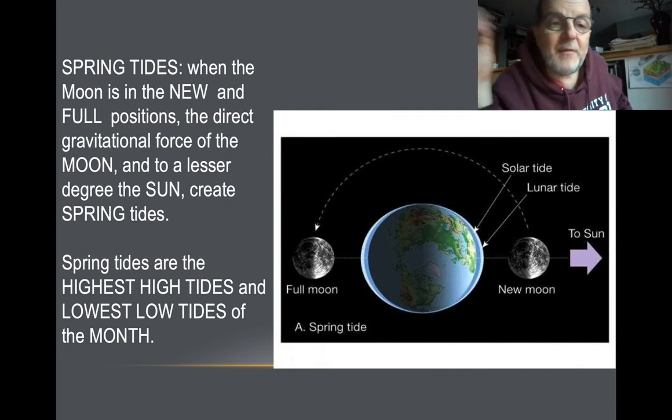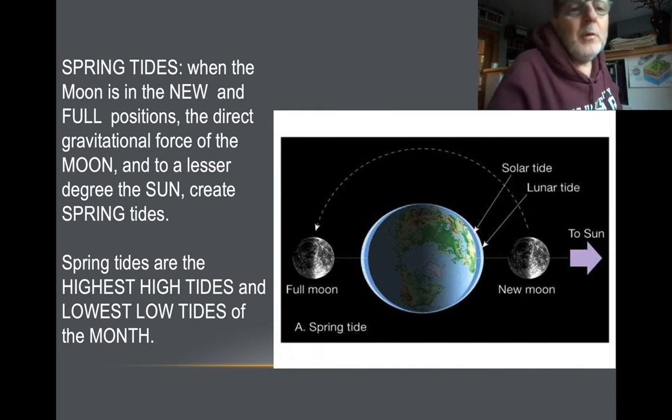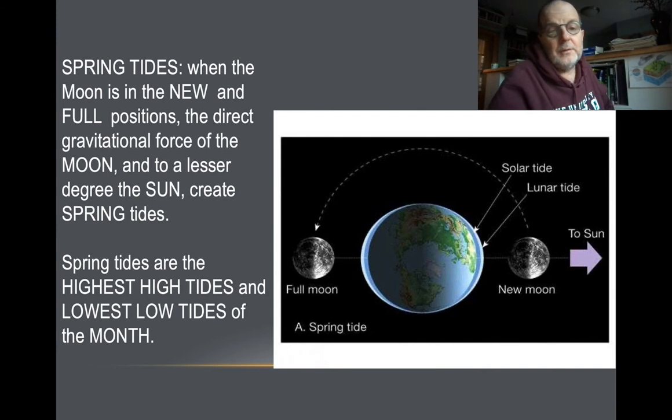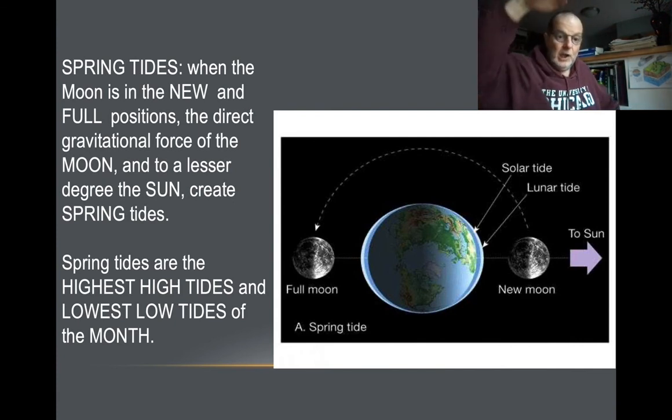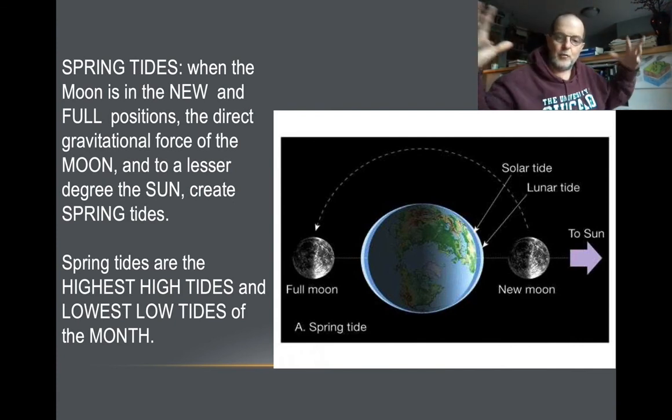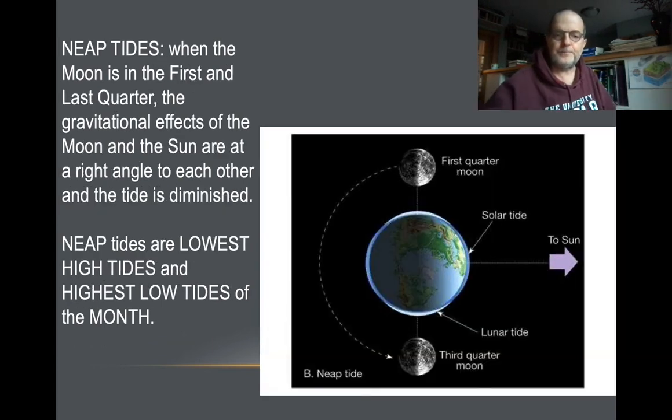So the specific definition of spring tides: when the moon is in the new and full position, the direct gravitational pull of the moon, and to a lesser degree the sun, creates a spring tide. Spring tides are the highest high tides and lowest low tides of the months, the greatest tidal range.